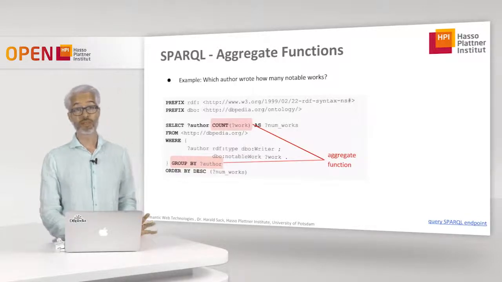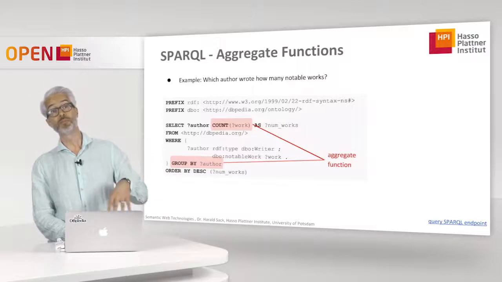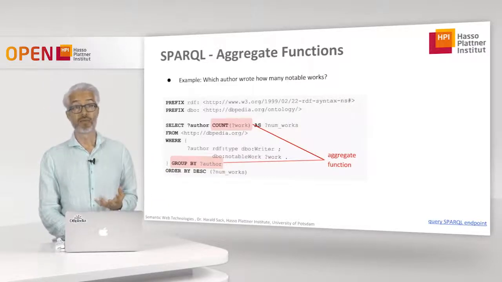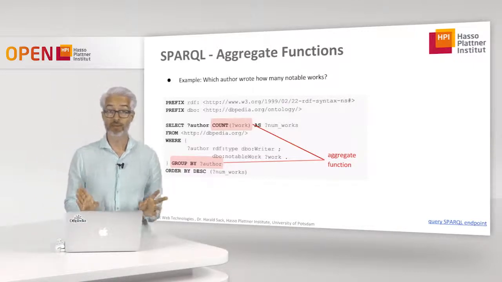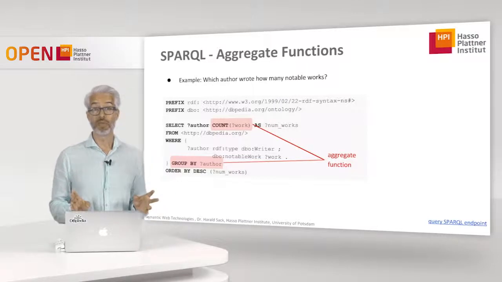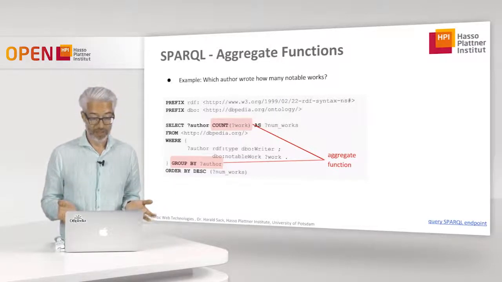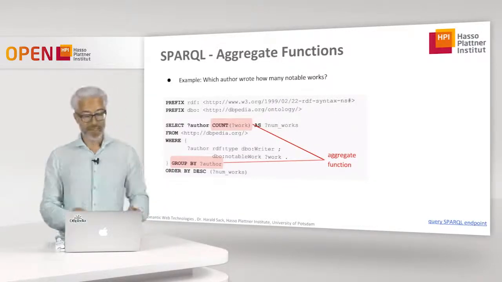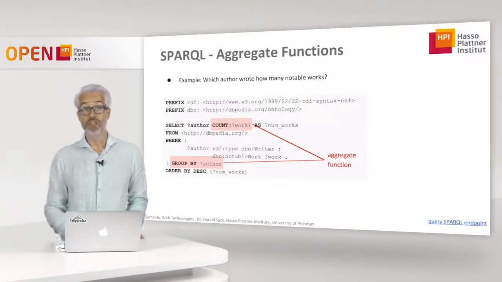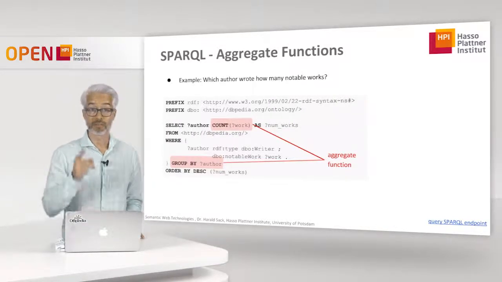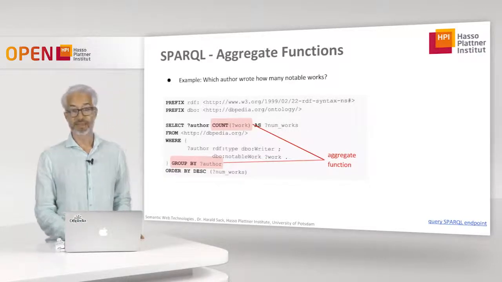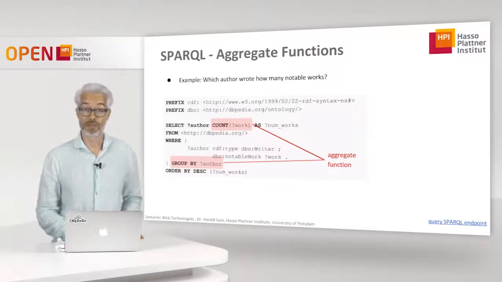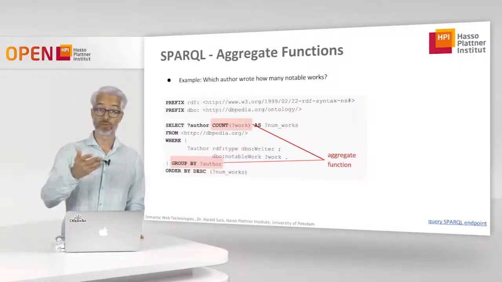And the interesting thing is, now all the results will be grouped by author, and for each author, one resulting line will be displayed, which means the other output variables should also be aggregations. So therefore, I count all lines which have the same author. So this is this one. And then in the end, I order the result in descending order by the number of works. This is the new variable that I have created from COUNT works.